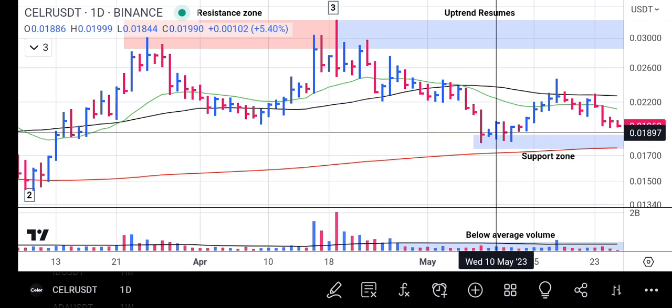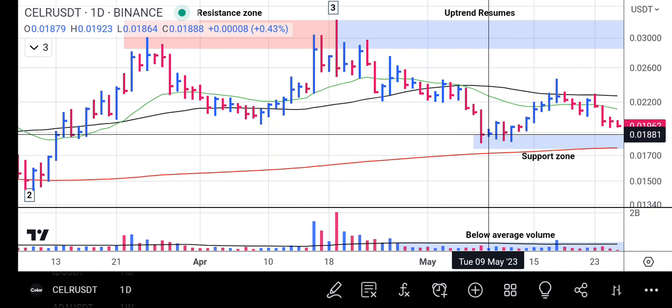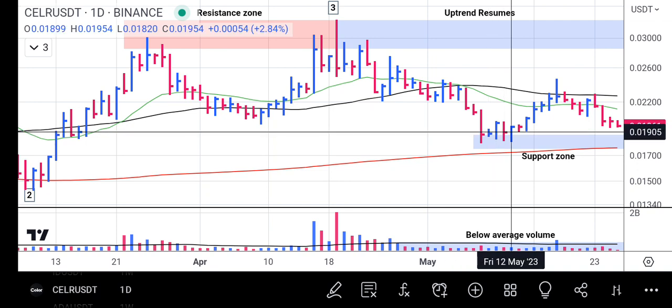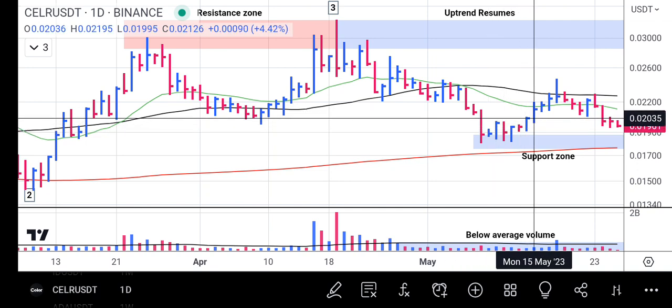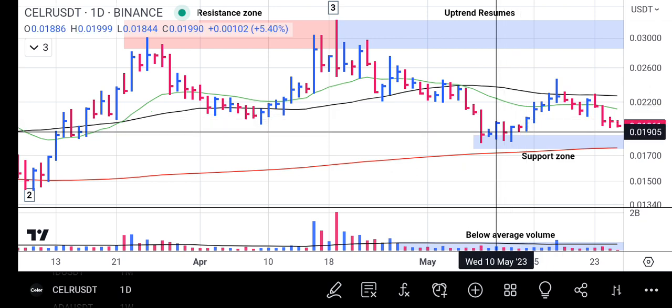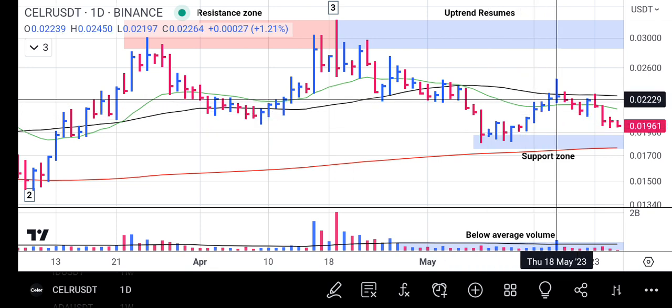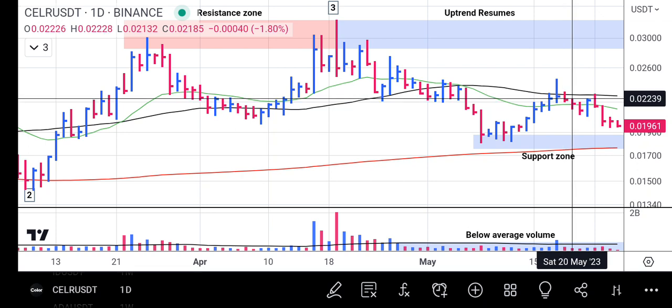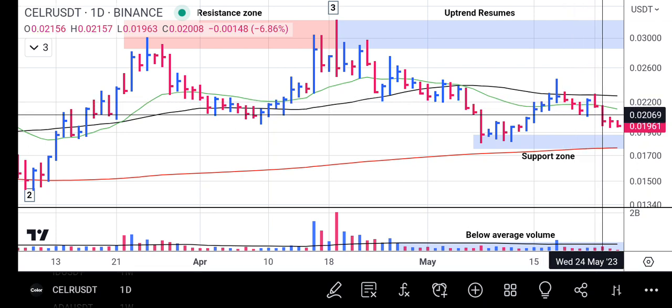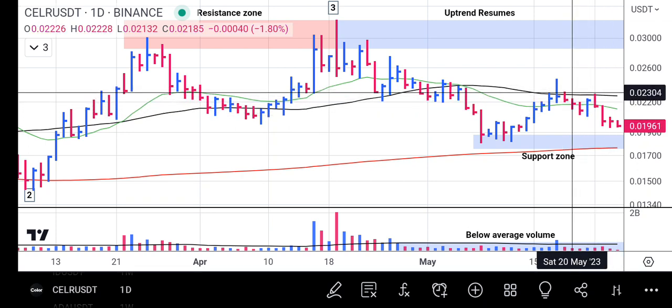After this, we have several inside bars. Let me count: 1, 2, 3, 4, 5, 6. We have about 6 inside bars that occurred. That shows the direction was unclear at that moment, and finally the buyers won the battle, but they are still below the 50-day average line. That is what is causing this little correction that makes it come downward. Assuming they were above it, it would have been fine.